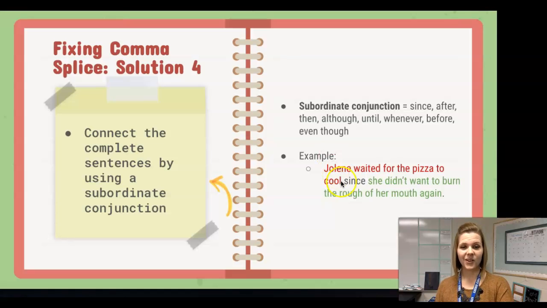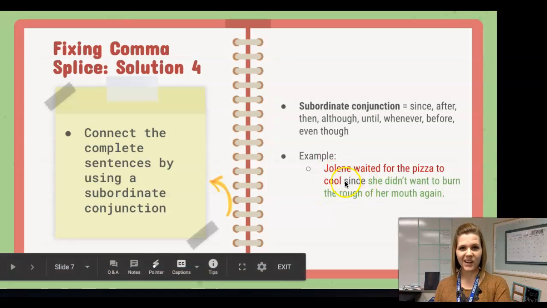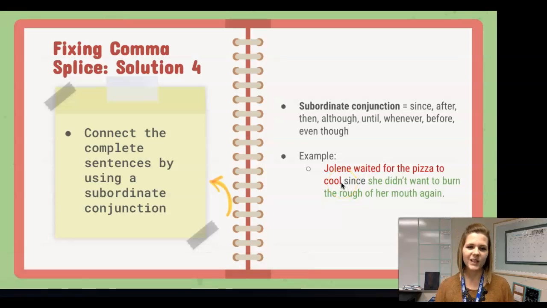For this particular example, I use the word since. Jolene waited for the pizza to cool since she didn't want to burn the roof of her mouth again. So again, using a subordinate conjunction is another way that we can fix a comma splice.